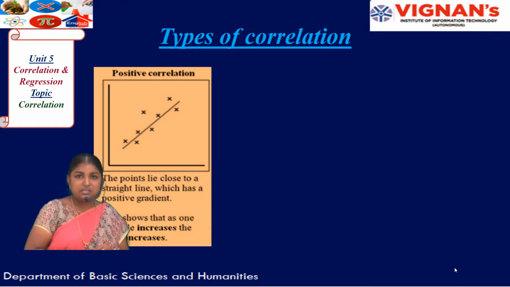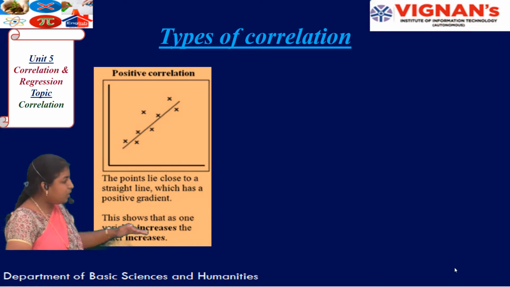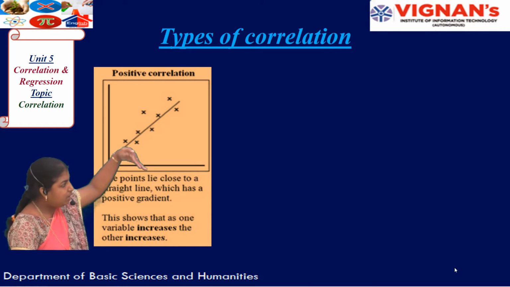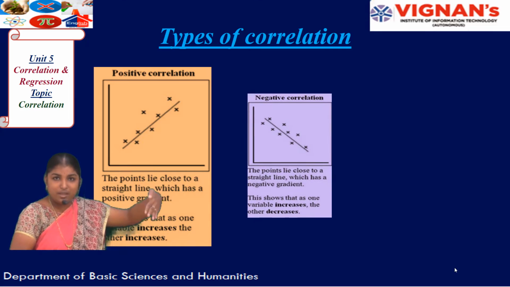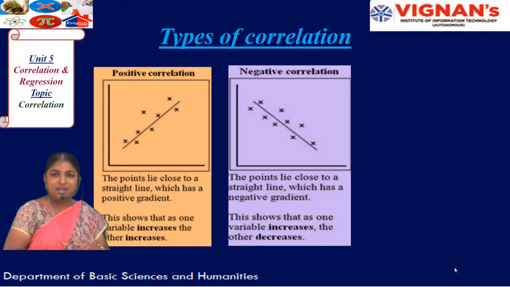The next one is negative correlation. Negative correlation means if you increase the x values, y decreases. So when y decreases as x increases, that can be taken as a negative correlation.